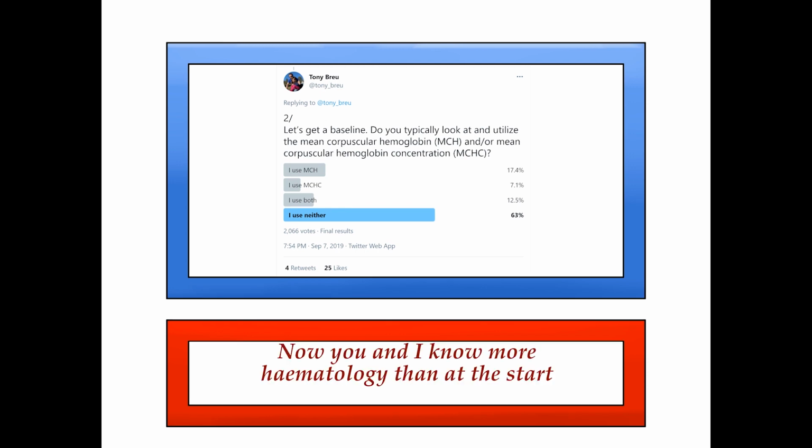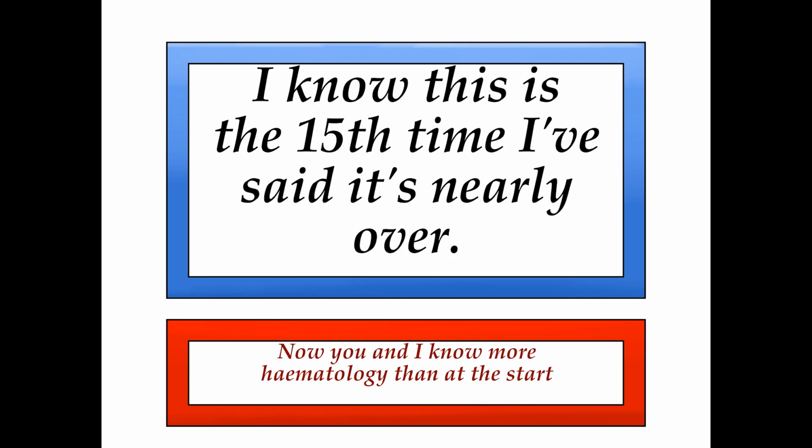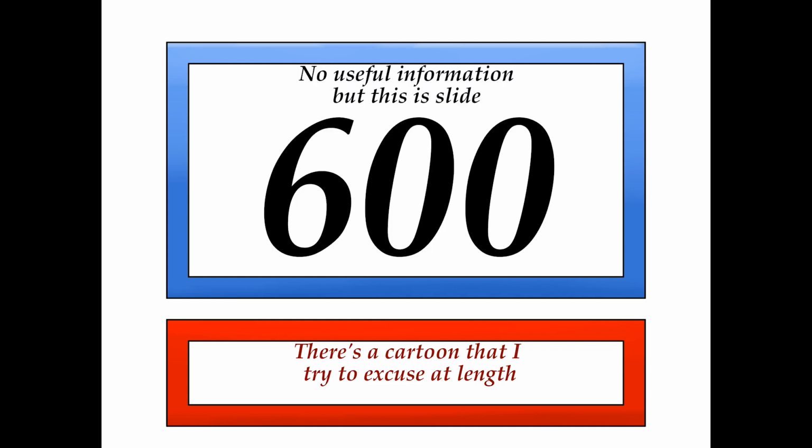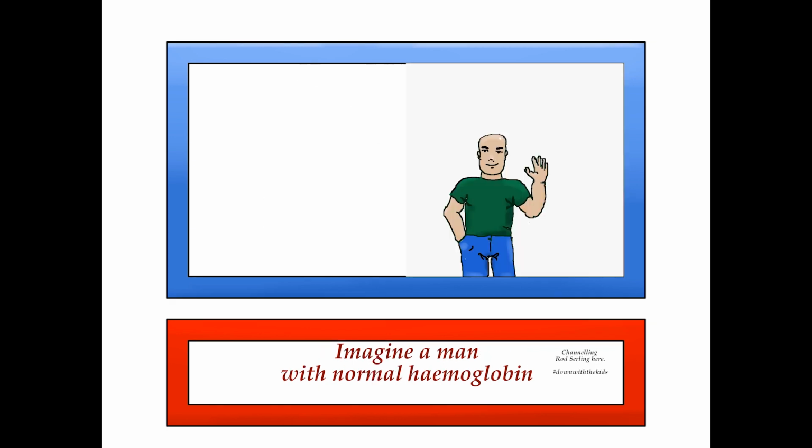I'm going to finish with a short cartoon that I did one afternoon when I got bored in a meeting. And then it took me the whole afternoon. So we're going to pretend that it teaches us something important about how anaemia can change over time. Imagine we've got a bloke. He's perfectly happy. He's got a normal haemoglobin.